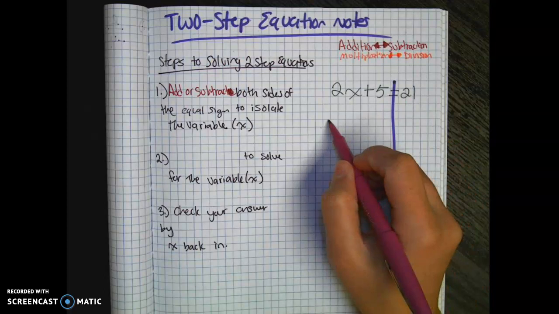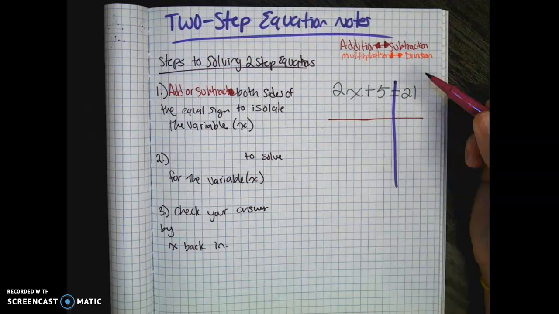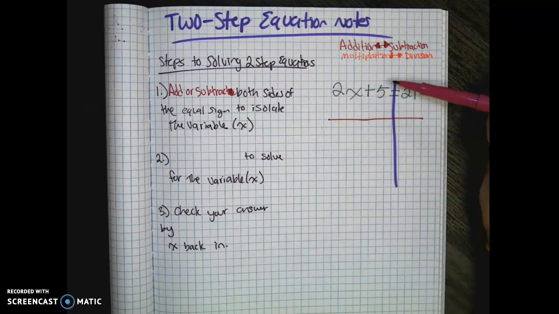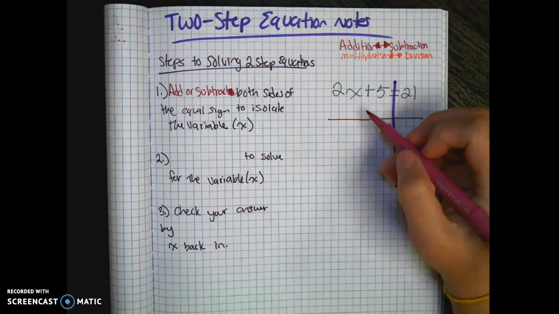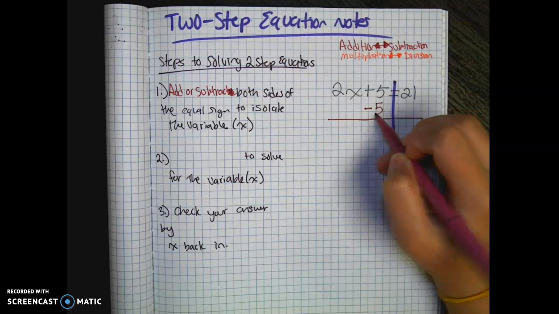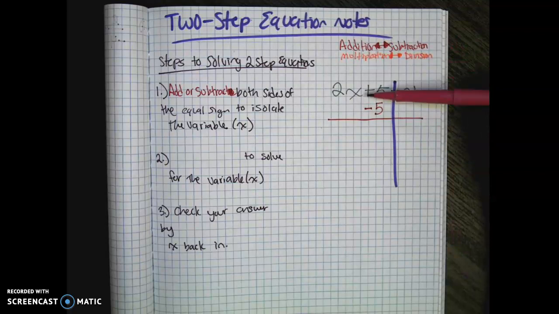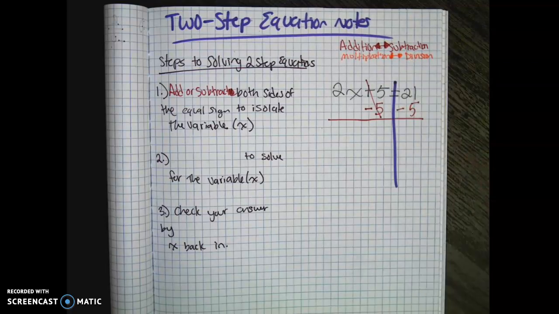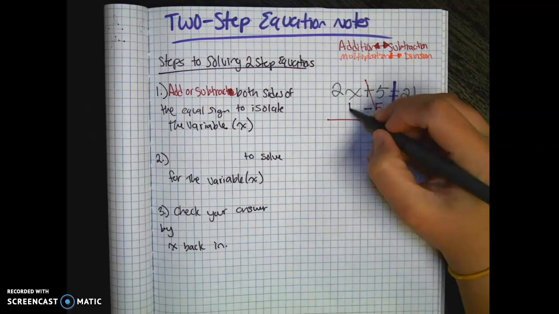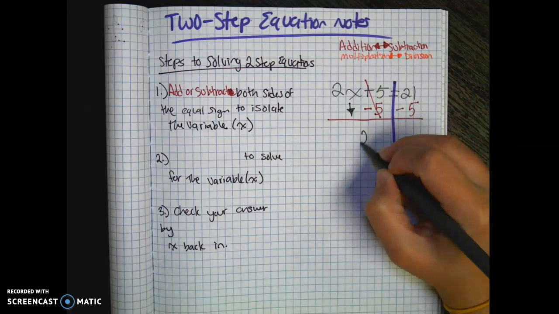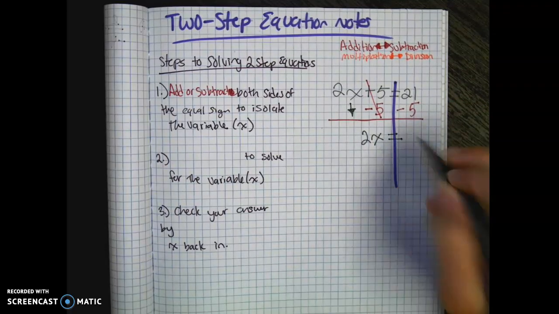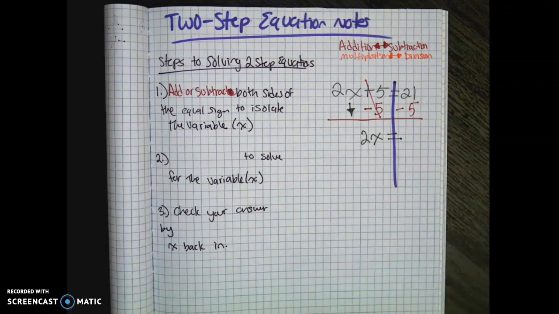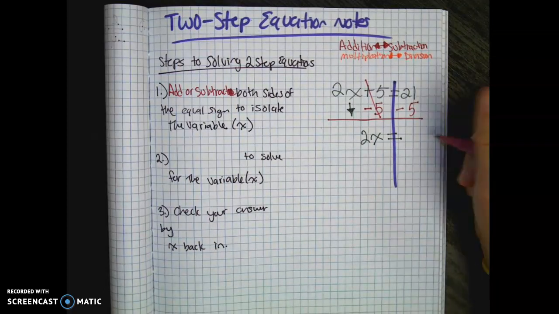So in that case, what I need to do is get rid of this positive 5. The opposite of a positive 5 is a negative 5. So I'm going to subtract, because the opposite of addition is subtraction. Subtract both sides by 5. So those are going to cancel. I'm going to bring down my 2x, because that's all I'm left with, equals 21 minus 5. That is going to be 16.